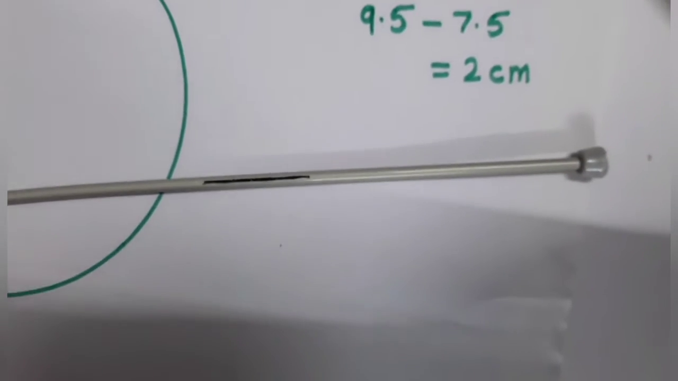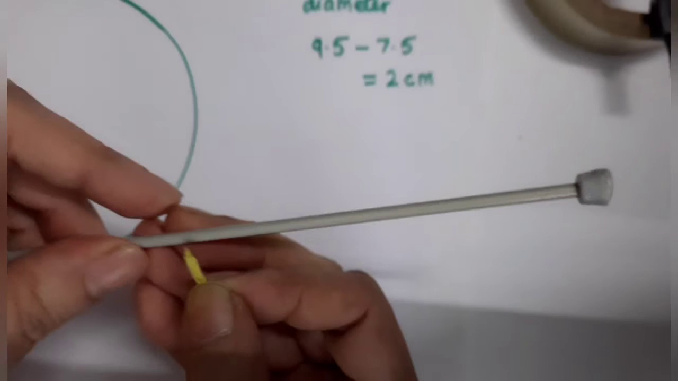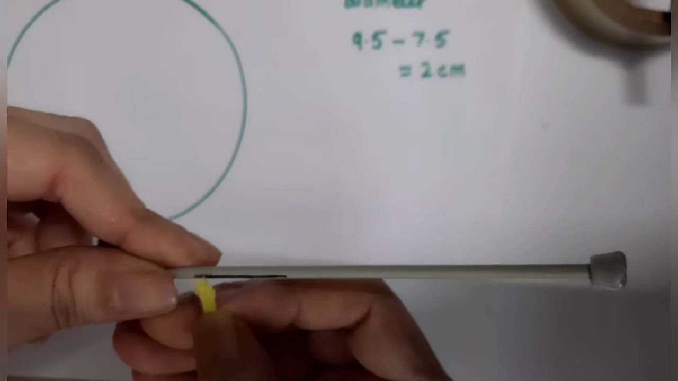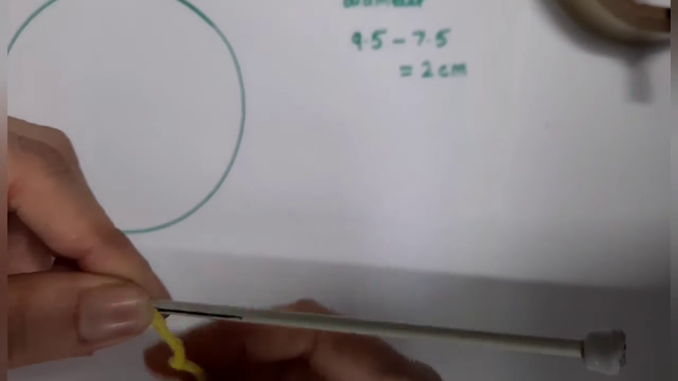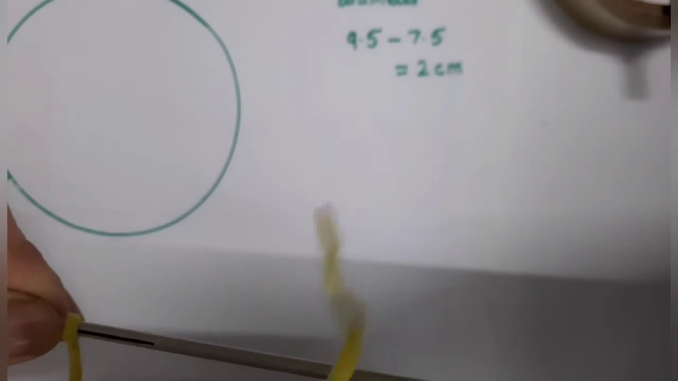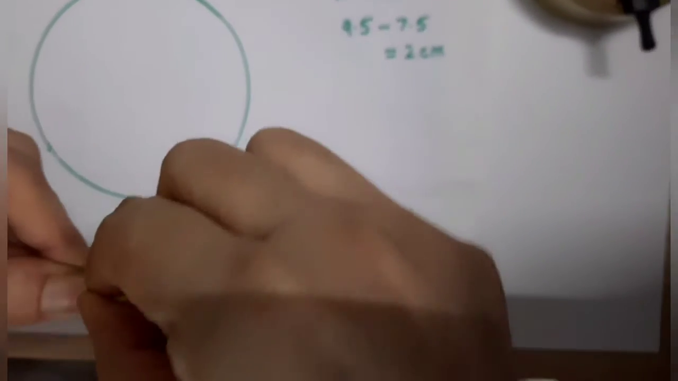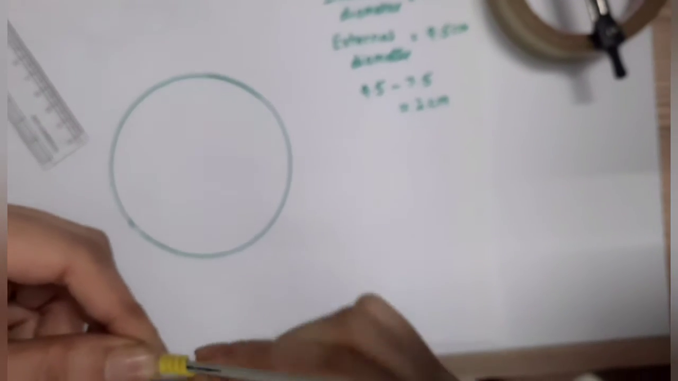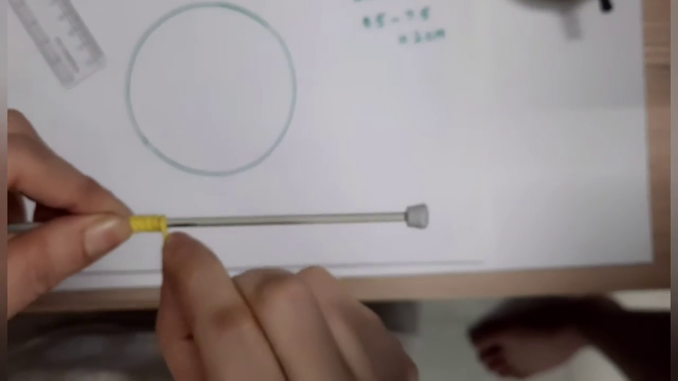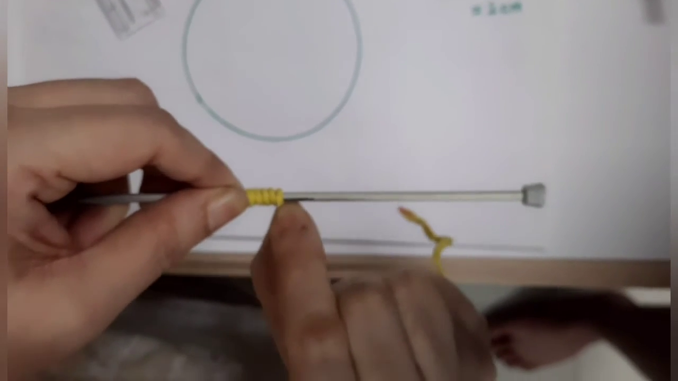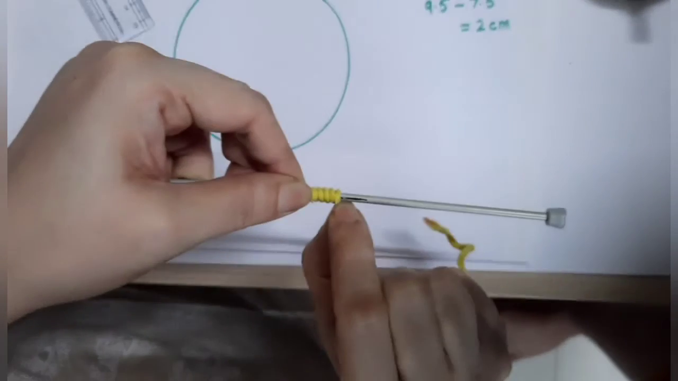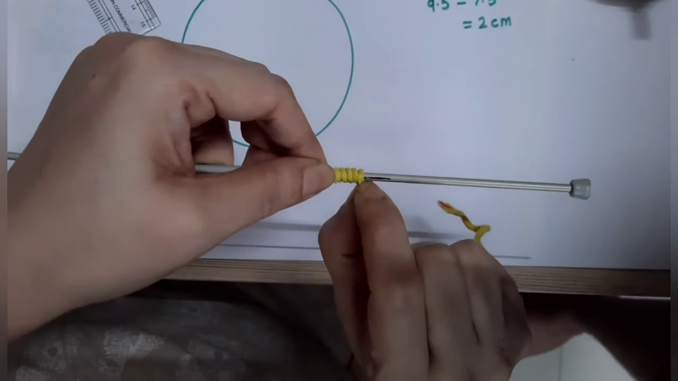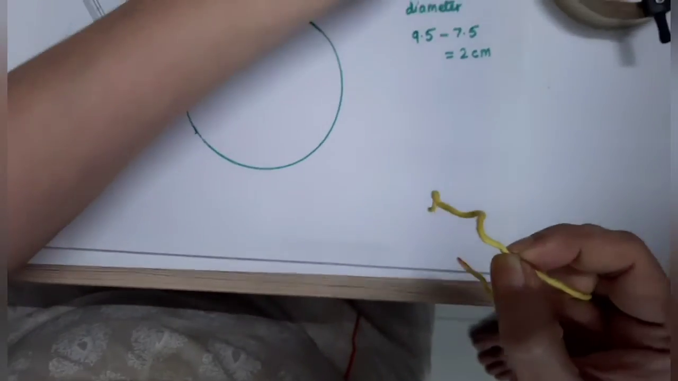Now what will I do? I will take a thread. I will keep this thread on this mark and wind it tightly. 2 winds, 3 winds, 4 winds, and I will end it just at this mark from the opposite side. Now I have wound this wire 5 times. Now I will release it.